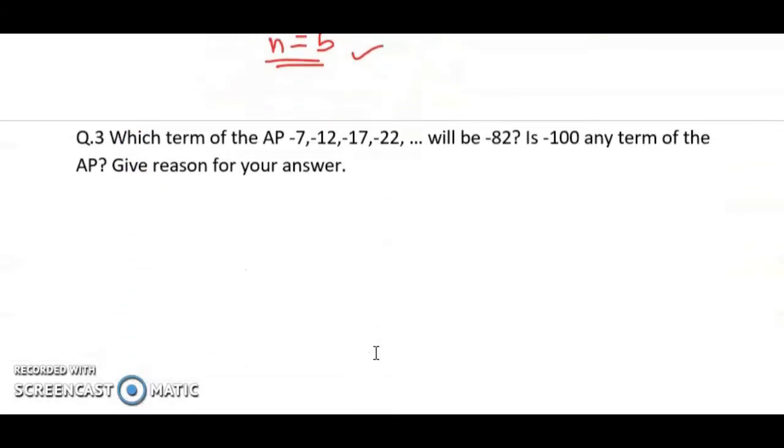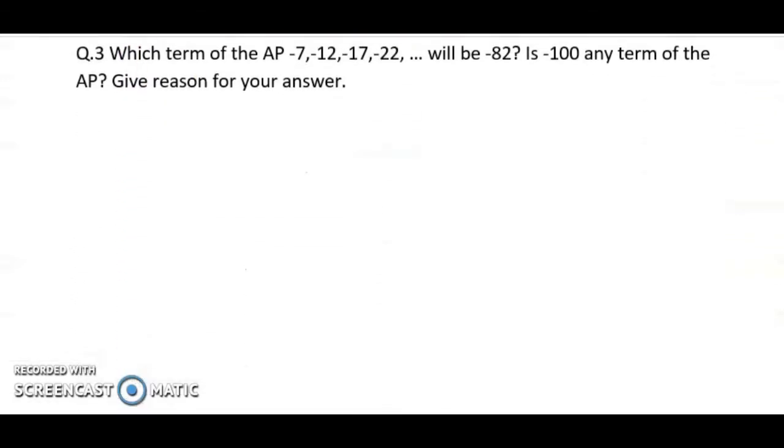Let's move to the next question, question number 3. Which term of the arithmetic progression minus 7, minus 12, minus 17, minus 22 will be minus 82? So here, which term means we have to find out n. Further, is minus 100 any term of this given AP or not? Give the reason for your answer.